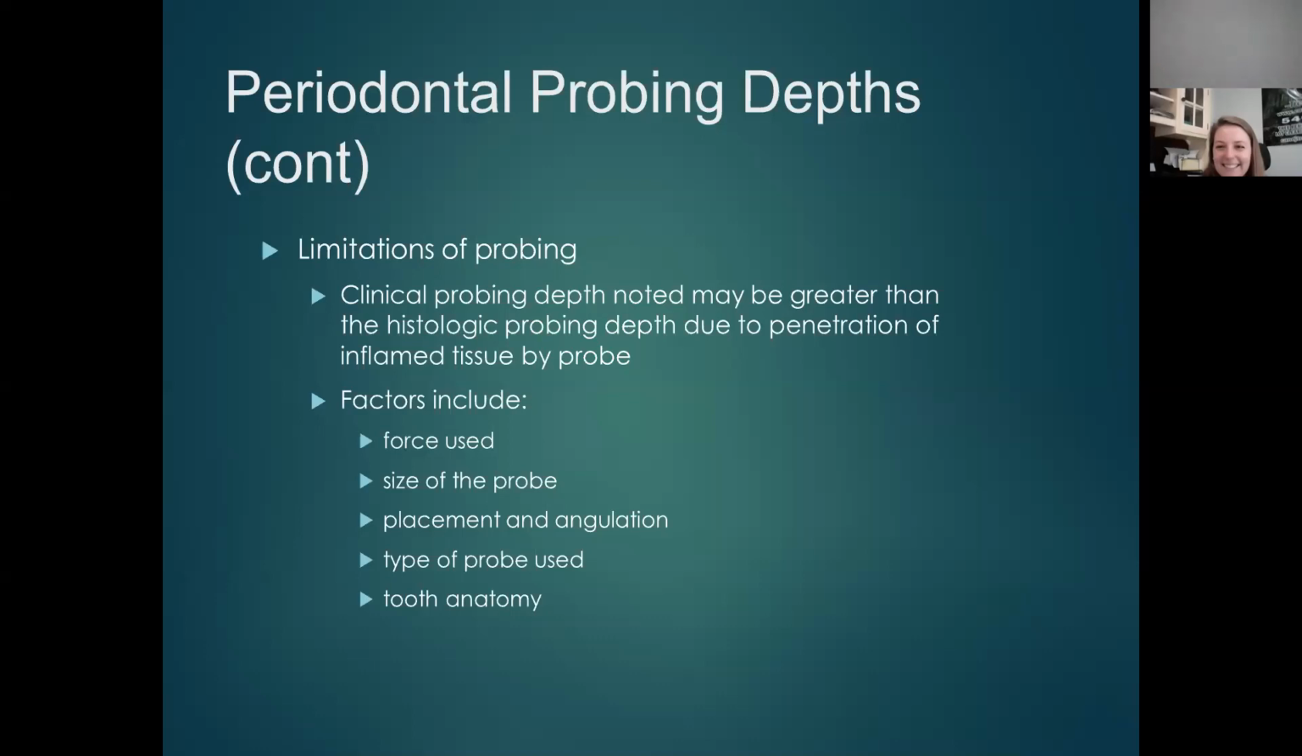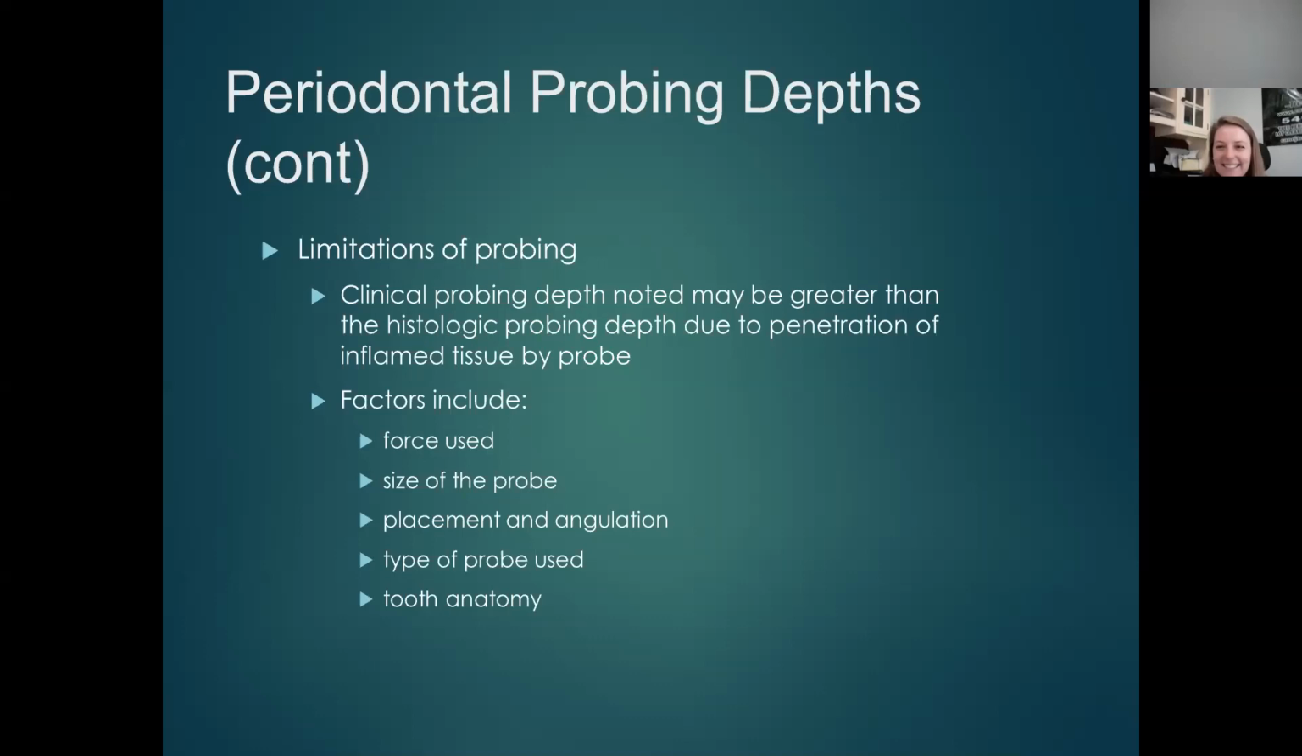So factors include the force used. Are you a heavy-handed prober or a light-handed prober? The size of the probe as well. If you've got something very thin, almost like an explorer, you're going to be able to get farther in tighter tissue than if you've got a big, fat probe. The placement and angulation, again, is critical, as well as the type of probe used. And the tooth anatomy. Can you move around the bulges and the depressions adequately? So again, this is why we give ourselves that plus or minus 1 millimeter.